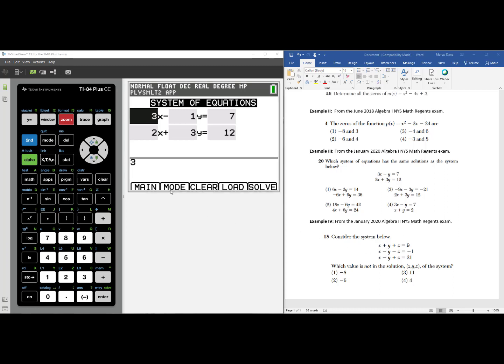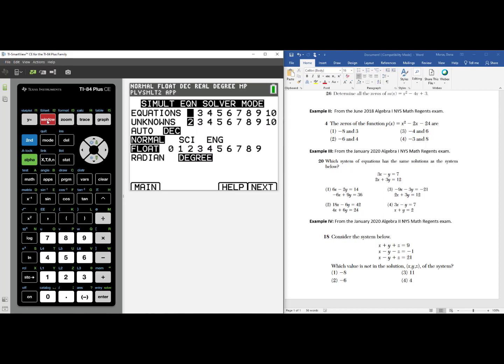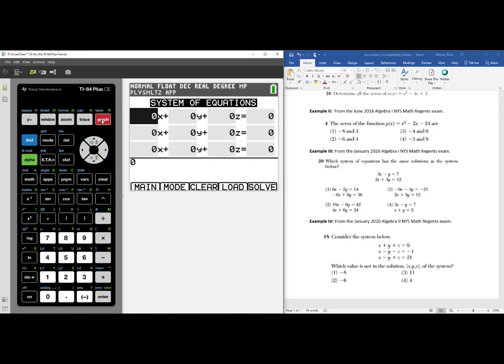We would be best suited to go to the mode key and change the number of equations to 3 and the number of unknowns to 3. Then we can press next, which is associated with graph. I will now enter in the coefficients from my system. 1, enter, the sign is still plus. 1, enter, the sign is still plus. 1, enter, 9.